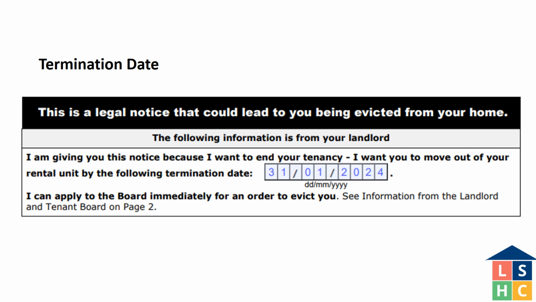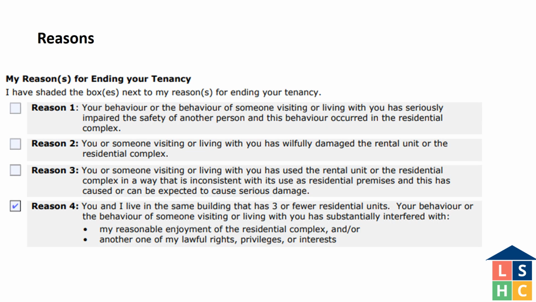Form N7 is a 10-day termination notice, and it does not give the tenant an opportunity to void it. When calculating the termination date, the day this notice is served to the tenant is considered day 0. The next day is day 1. Shade in the box next to the appropriate reason for this notice. If more than one reason applies, shade all applicable boxes, but make sure you have the necessary evidence to satisfy each reason, or there is a risk your notice and application will get dismissed.